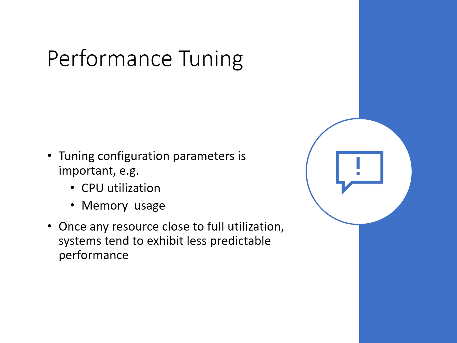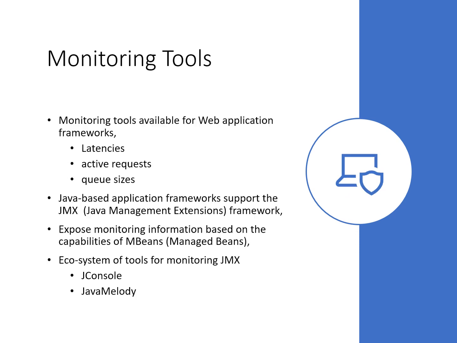Systems tend to degrade in performance well before they reach 100% utilization. Once any resource, CPU, memory, network, disk, etc., gets close to full utilization, systems exhibit less predictable performance. This is because more time is spent on time-wasting tasks such as thread context switching and memory garbage collection. This inevitably affects latencies and throughput. Thus, having a utilization target is essential. Exactly what these thresholds should be is extremely application dependent.